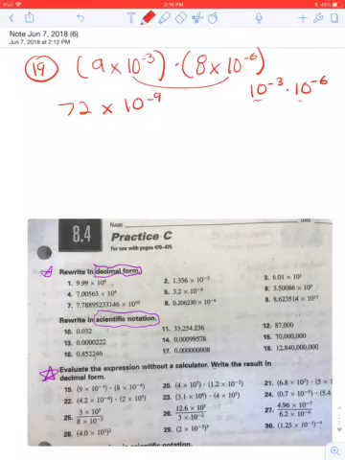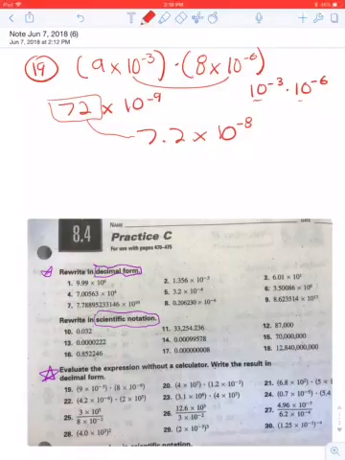So here it is, it showed up. This is like my last problem. This 72 is no good. I need to make it 7.2 times 10. And then I ask myself, okay, 72 became smaller, so I have to make this bigger, and that's how you do the multiplication problems down towards the bottom of the page.